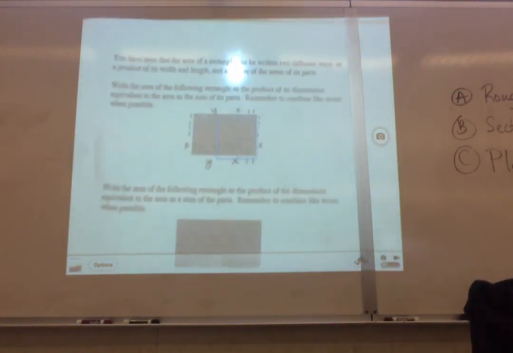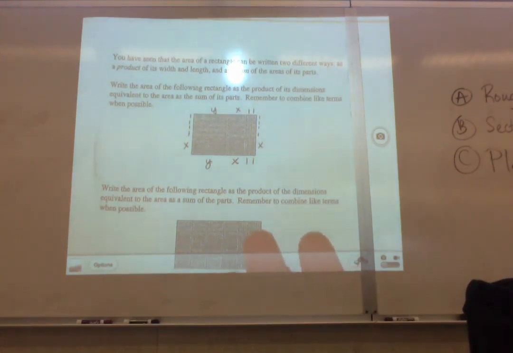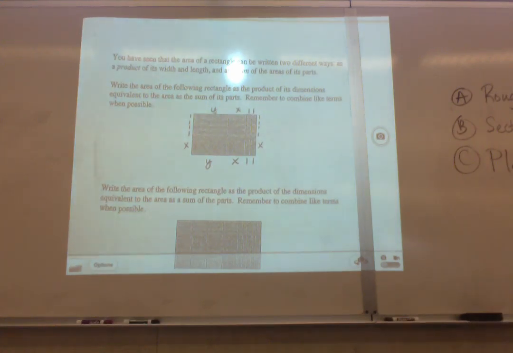So what we did yesterday is say, if you're looking at multiplying, a lot of times expressions can be represented as a shape. And that shape, when you're multiplying, you're actually finding the surface area. Base times height, like we've been working on. Well, the base and height look a little different here.